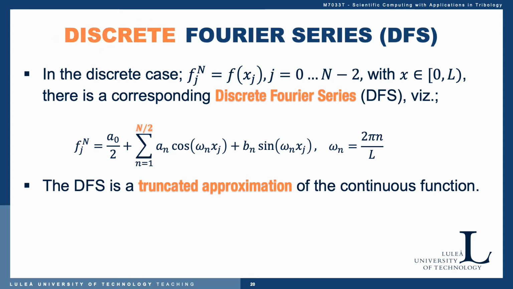Now, in this case, of course, there is a discrete Fourier series, and it looks like this, and it's actually nothing else but a truncated version of the continuous function, and the truncation takes place at n half. So instead of summing up all the harmonic components an cos omega n xj and bn sine omega n xj from n equal 1 to infinity, we sum them up from n equal 1 to n half.